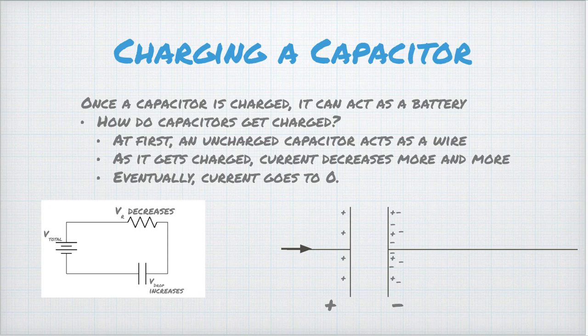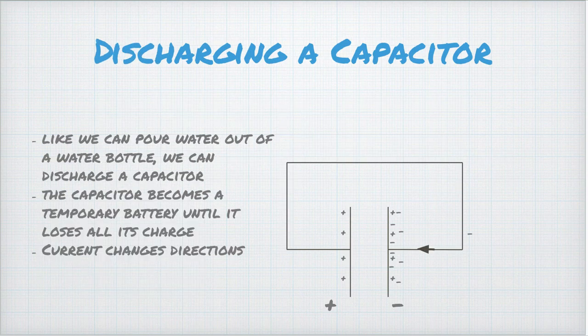Once a capacitor is charged, it can act like a battery. You might be wondering how capacitors get charged. Initially, uncharged capacitors act as normal wires. The more charged they become, the more the current decreases. Once the capacitor is fully charged, the current goes to 0. While discharging, a capacitor becomes a temporary battery until it loses all of its charge. The current will travel in the opposite direction compared to when the capacitor was charging.